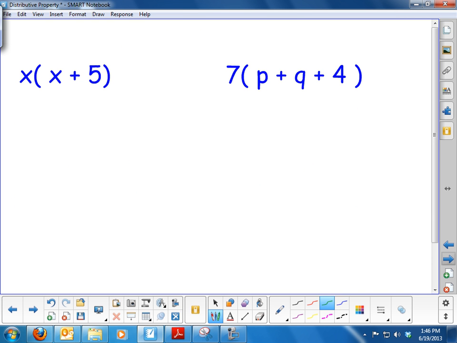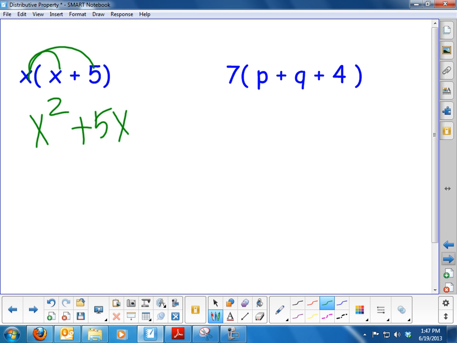Let's look at these. Now I'm going to distribute the x. X times x. X times x is not 2x. X plus x is 2x. X times x is x squared, right? All right. X times now 5 gives me plus 5x. Are those like terms? No, they are not. One's an x squared, one's an x. They're the same variable, but they don't have the same exponent. If you're unsure about that, look back at your notes on what like terms are. Those are not like terms, so they stay like that.